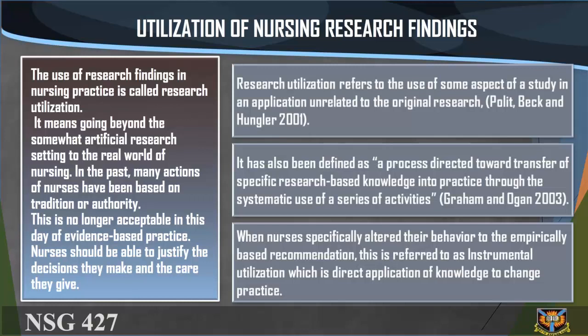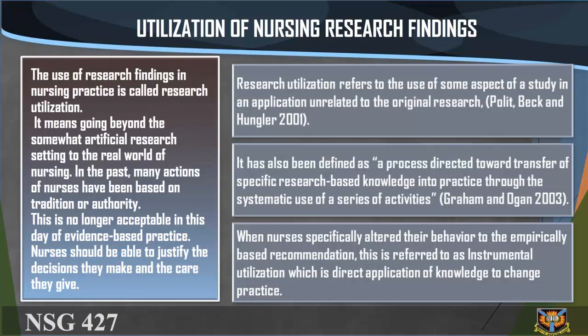Utilization of nursing research findings. The use of research findings in nursing practice is called research utilization. This means going beyond the somewhat artificial research setting to the real world of nursing. In the past, many actions of nurses have been based on tradition or authority. This is no longer acceptable in this day of evidence-based practice. Nurses should be able to justify decisions they make and the care they give.